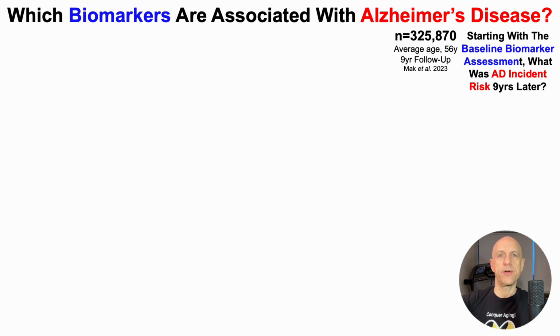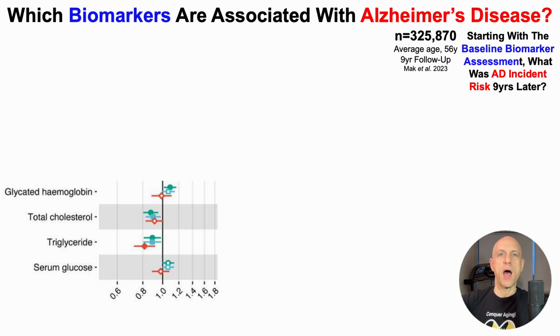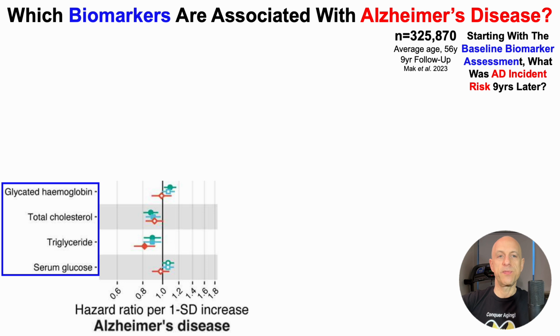to 9 years later? So let's start off with the obvious, metabolic biomarkers, metabolic health. On the y-axis, we've got 4 of them: glycated hemoglobin, total cholesterol, triglycerides, and serum glucose. And on the x-axis, we've got the hazard ratio per a 1 standard deviation increase for Alzheimer's disease. In other words, Alzheimer's disease incident risk.